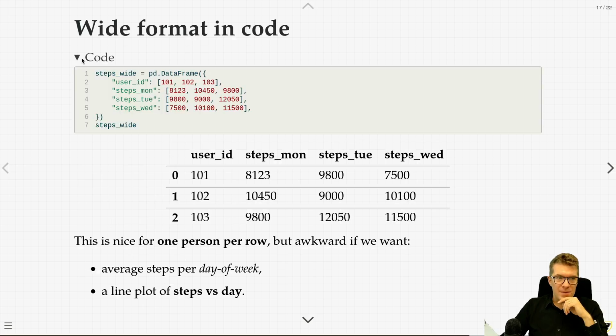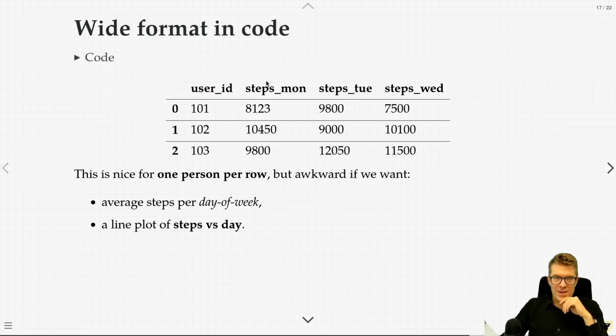So here's some code to generate a nice data frame in pandas. We have, nice. It's a wide format, right? So we have a user ID. Again, this is what I called messy previously. This is the long across columns format. We have a number of steps measured on Monday and on Tuesday and on Wednesday for each of our users.